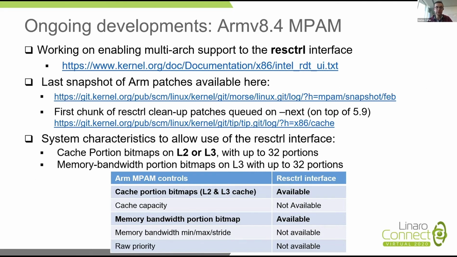Now here down below, I summarized, again, as I did in March, what the resource control interface allows to do versus what the ARM architecture MPAM controls would theoretically allow to configure. Mainly, the resource control interface allows to configure cache portion bitmaps for layer 2 and layer 3 cache up to 32-bit portions, and similarly for memory bandwidth portions as well on layer 3 cache.